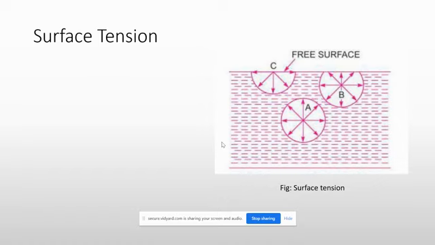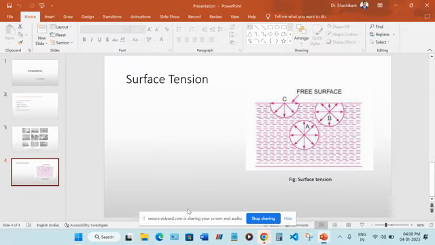Now we'll come to surface tension. This molecular cohesion force in a liquid exhibits a fluid property, that is surface tension. Let us see how it exists. Consider a bulk mass of fluid.